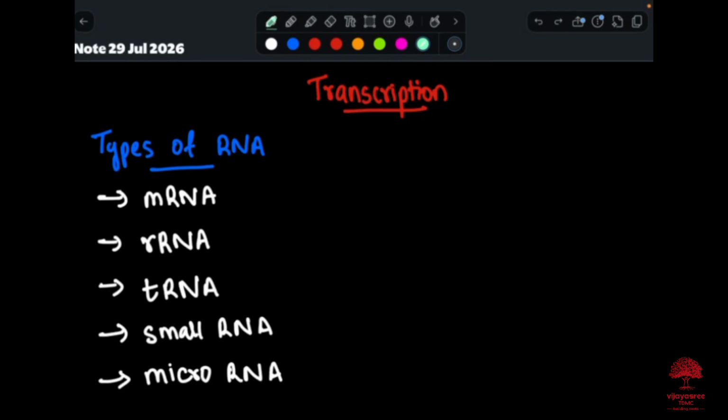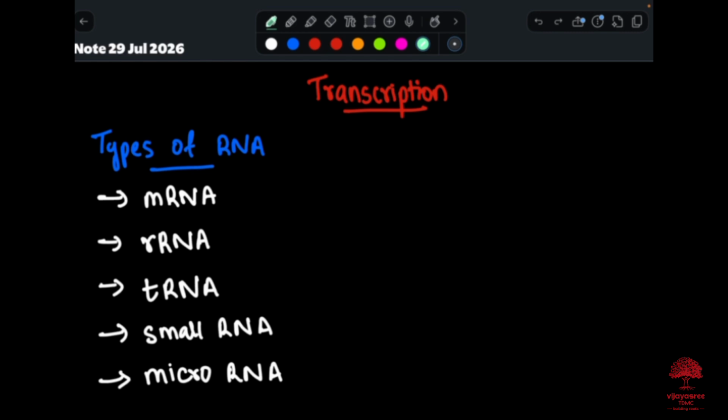So today we're going to discuss the process of transcription. First we'll see the different types of RNA that are present. So we have mRNA or messenger RNA. The DNA present in the cell will be transcribed into this format, mRNA. Then we have rRNA or ribosomal RNA. It is the one involved in protein biosynthesis and they're very stable.